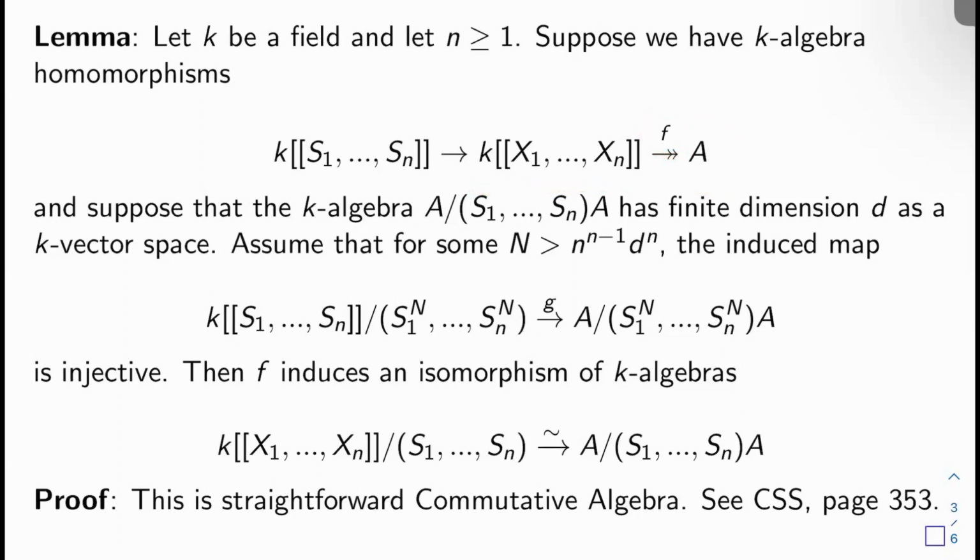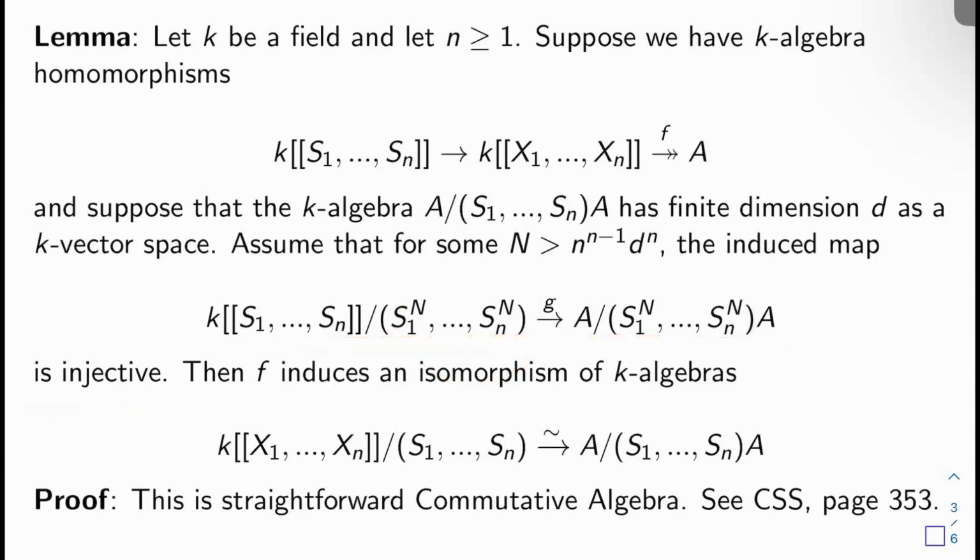And let's suppose that the K-algebra A mod the ideal (S1 through Sn) times A has finite dimension d as a K vector space. Let's also assume that for some N large enough, specifically larger than n to the n minus 1 times d to the n, the induced map G from K double bracket S1 through Sn mod the ideal generated by S1 to the Nth power through Sn to the Nth power to A mod the same ideal times A is injective. Okay, we want to assume that for some capital N large enough, this map here is injective.